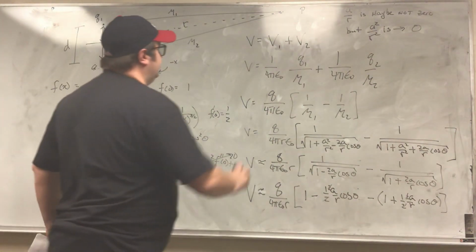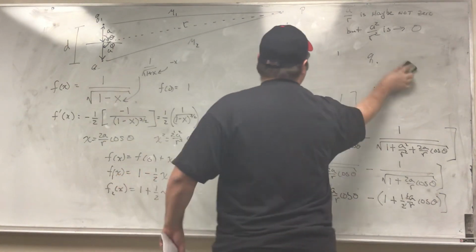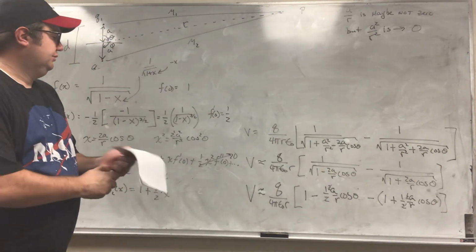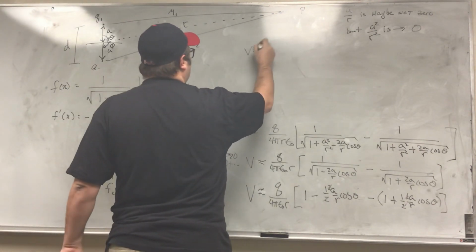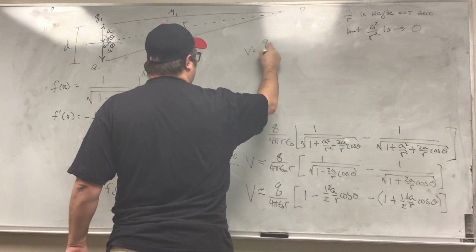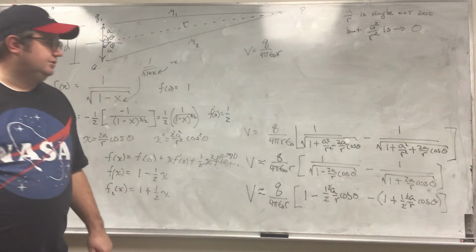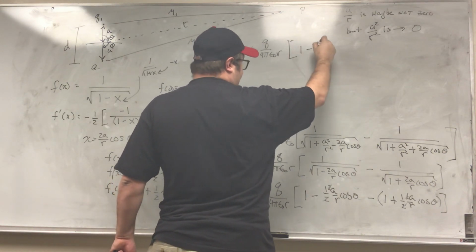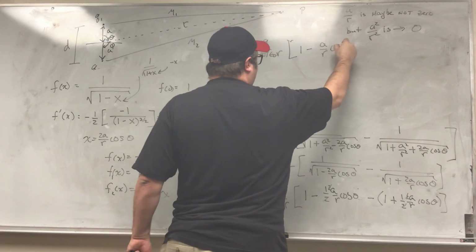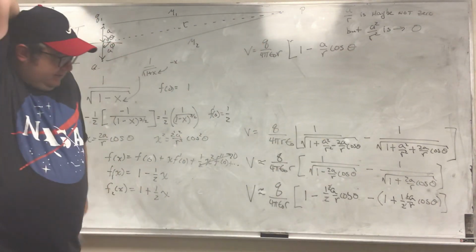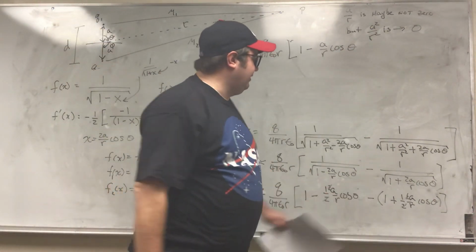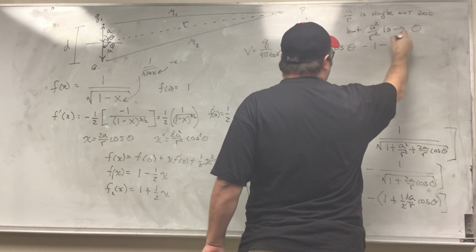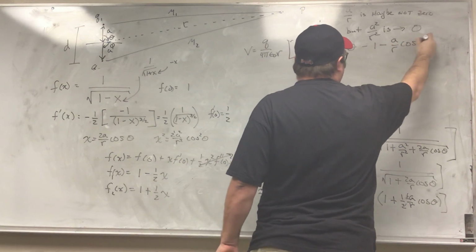Okay, so the potential now is going to reduce down to V equals Q over 4 pi epsilon naught R times 1 minus A over R cosine theta. Right? Now I'm going to distribute this minus sign through. So minus, now a minus A over R cosine theta.